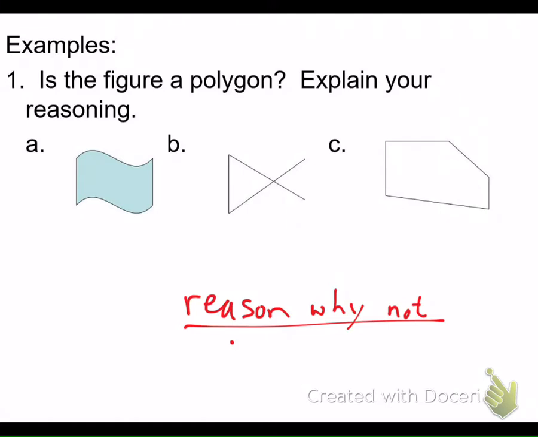So reasons why not would be if you have any curves. So if a figure has any curved side, it is not a polygon. If a figure has any gaps it is not a polygon. And then if the figure has any crisscrossing, we'll just say overlapping.